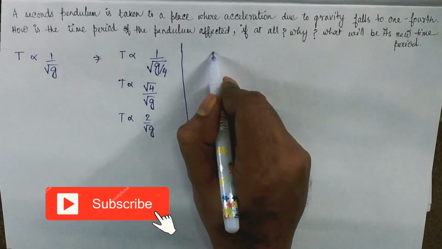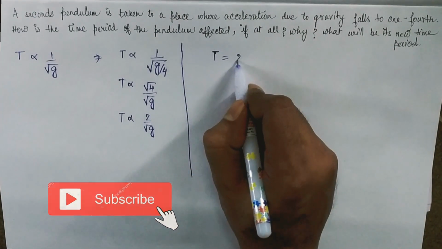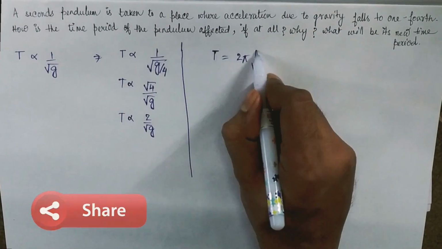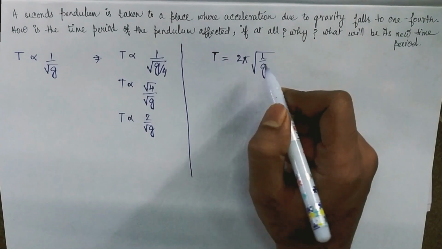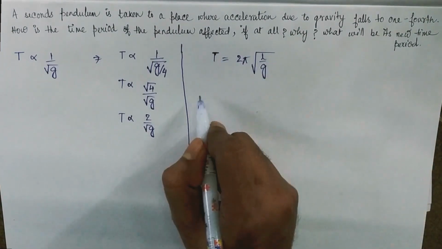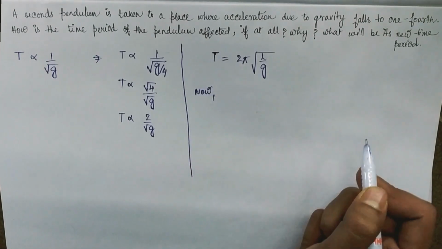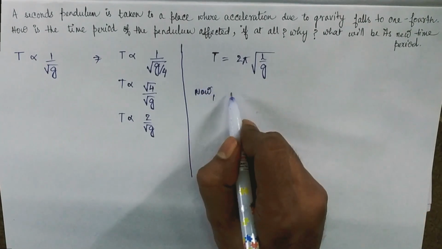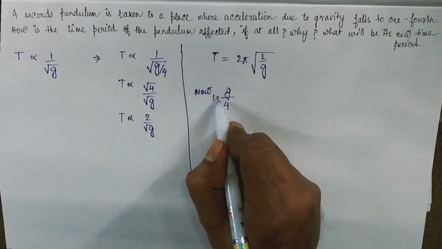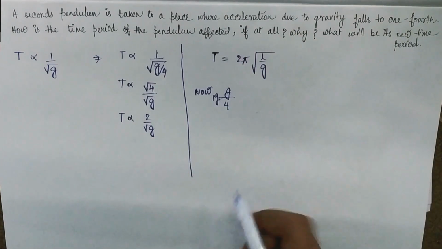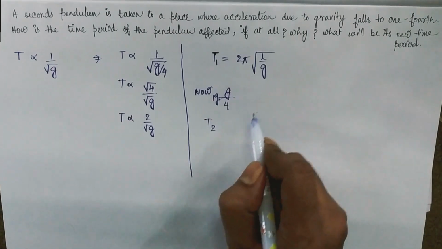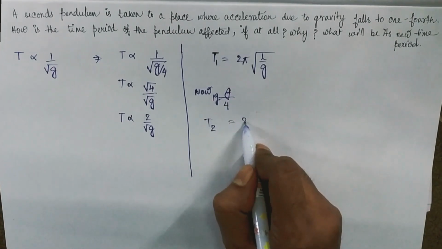So see, let us first write the formula T equal to 2 pi root over L by g. Now where L is the initial effective length and g is the initial acceleration due to gravity. Now here they have told that acceleration due to gravity becomes 1/4. So now the new acceleration due to gravity is g by 4. So now g equal to g by 4 and length will remain as it is. Let us name it as T1 and this as T2. So what will be the new time period?